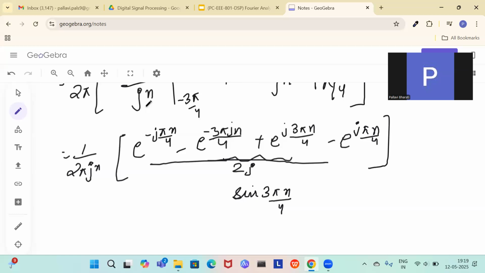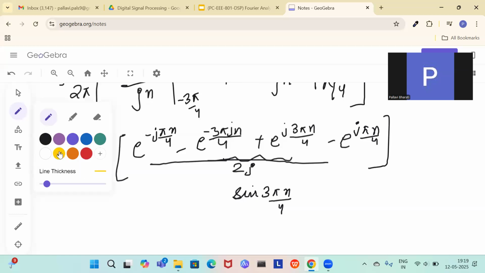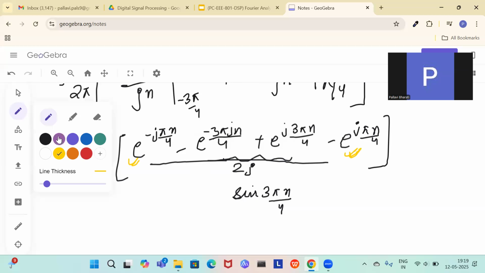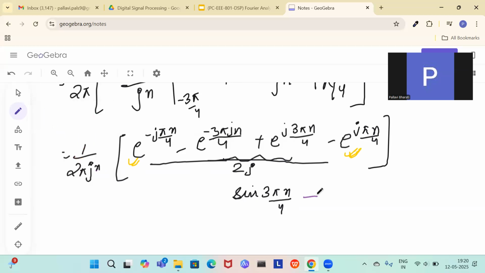This one and this one, this is also sine, but there is a small difference. This is minus over here. So what I'll do is, if I take minus common, then this one will become positive, this one will become negative. So I'll write here minus sine pi n by 4. So this 2j will come out. So it is 1 by 2 pi j n into 2j.